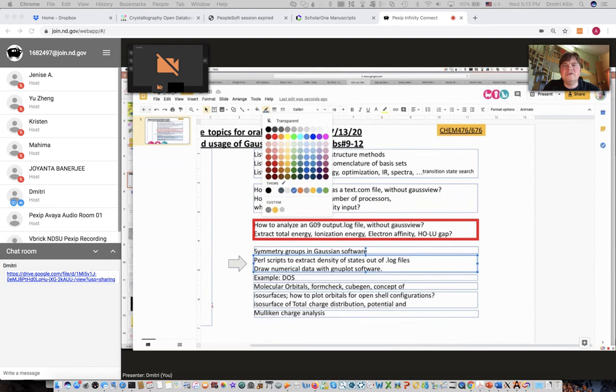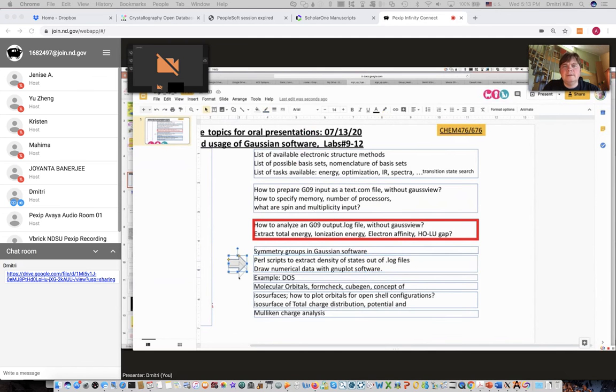Density of states is something that we will be covering later, but this is a way to visualize electronic structure in a graphical form applicable for humans. And molecular orbitals and all details how to generate them is what I would select for myself if I were taking this class as a student. So it's an easy and fun part.